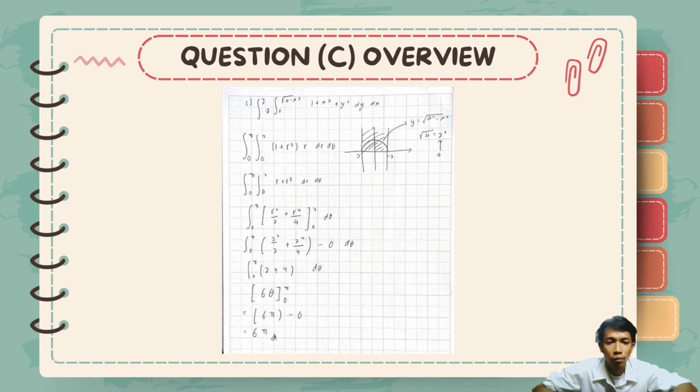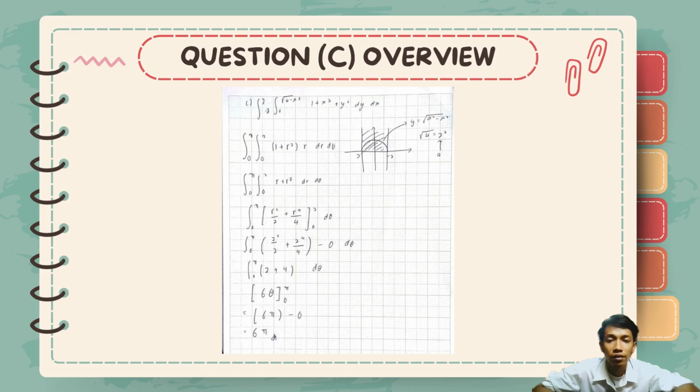My name is Muhammad Ibrahim Adham. For this problem, question C, this problem involves evaluating a double integral over a semicircular region. The original integral is in Cartesian coordinates, but because the region is a semicircle of radius 2, it's easier to use polar coordinates. In polar form, x squared plus y squared equals r squared. Then the integrand becomes 1 plus r squared. We set the limits r from 0 to 2 and theta from 0 to pi.